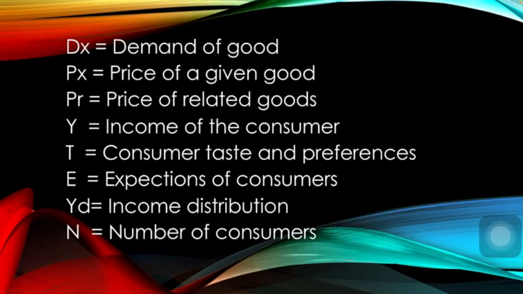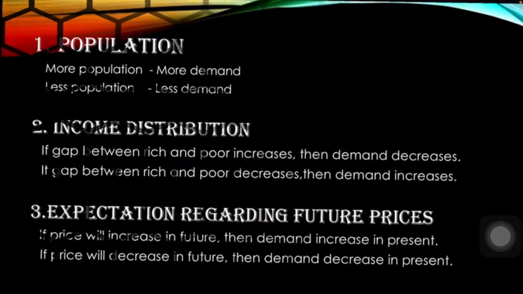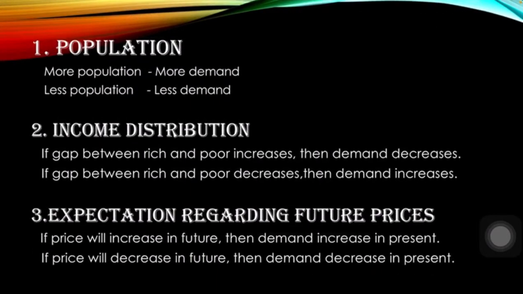Now we will discuss how these determinants affect the quantity demanded. Let's start with population. More population, more demand. Less population, less demand. Second, income distribution. If the gap between rich and poor increases, then demand decreases. If the gap between rich and poor decreases, then demand increases.